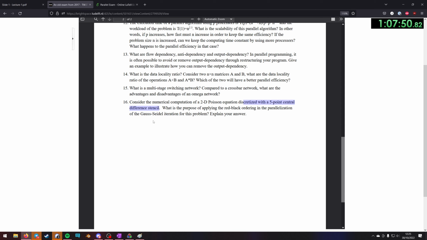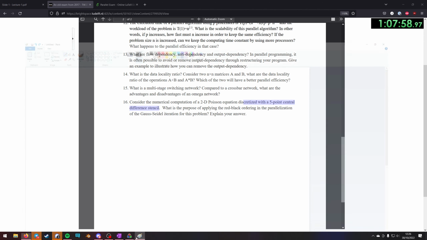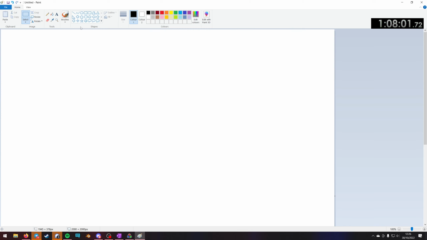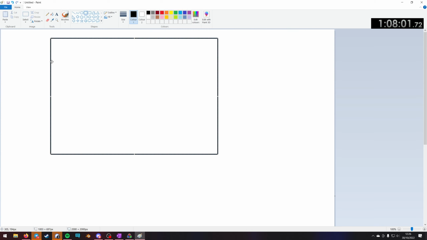So this was in lecture 7. Red-black ordering in the parallelization of Gauss-Seidel iteration for this problem. So red-black ordering, if my memory doesn't fail me, is like, and I know for sure that this is not exactly what it is, but it is sort of what it is.